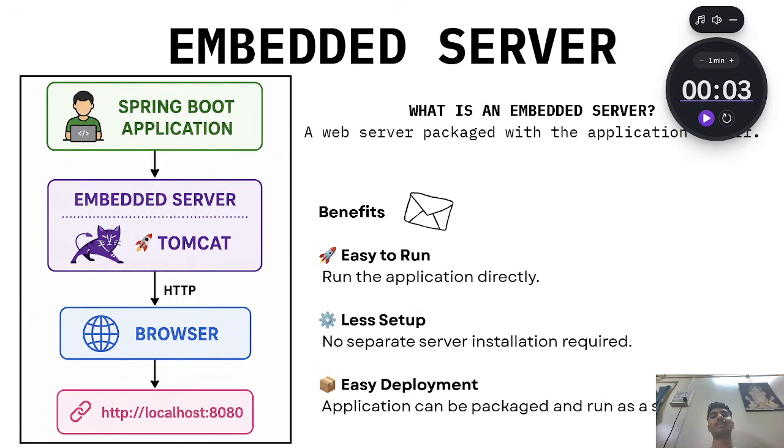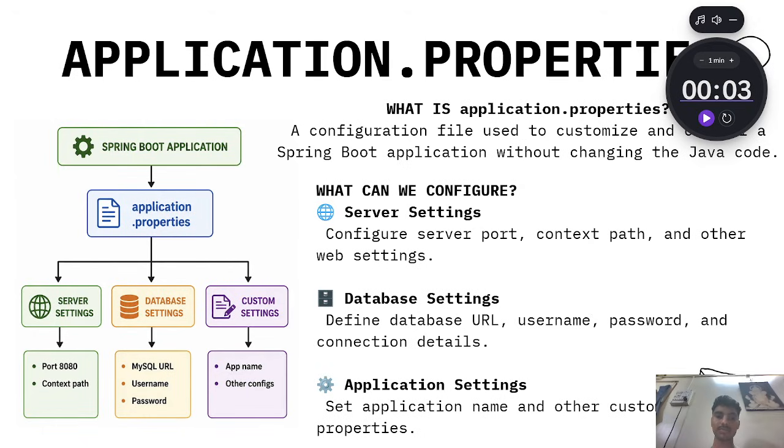Moving on further, we have the embedded server. Now, what is an embedded server? An embedded server is packed with the application in it. What are the benefits of it? It is easy to run, it requires less setup, and it is easy for deployment. For example, here you can see the examples of an embedded server are Tomcat or Jetty.